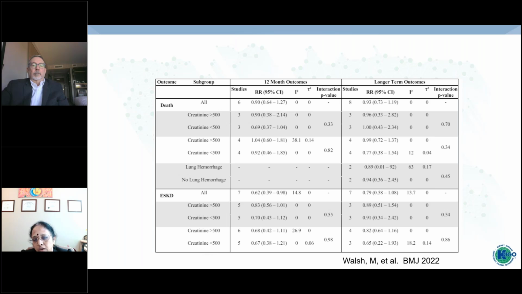However, when you look at the subgroup analysis, even in the meta-analysis, there was no subgroup effect based on the baseline kidney function and the 1-year kidney survival. So what I'm trying to say is, don't just look at the serum creatinine when you're determining whether a patient needs Plex or not. Look at the serum creatinine trend.